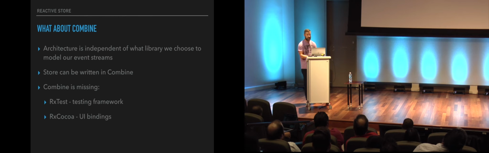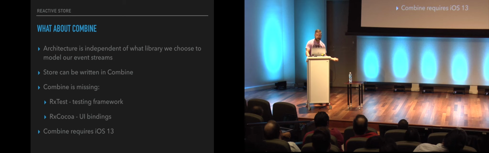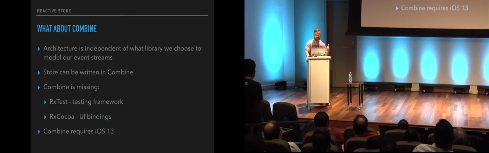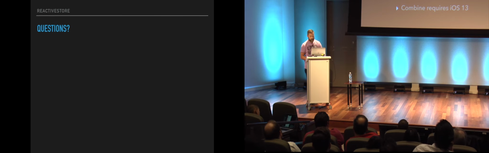And then obviously RxCocoa. Combine has the assign publisher, which is really cool, but RxCocoa gives us some really cool UI bindings, as well as stuff for driving collection views and table views with observables. And then lastly, Combine requires iOS 13, which is the reason that we can't use Combine.